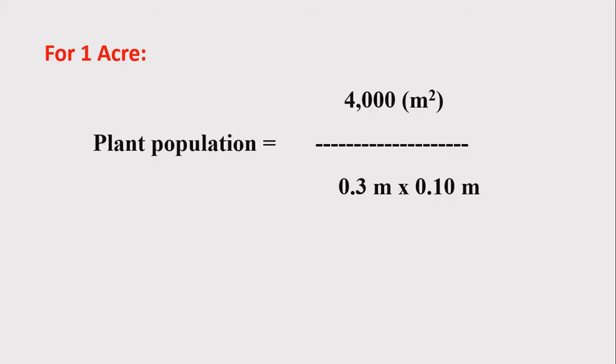Coming to 1 acre, here the plant population is equal to area. We need to convert from acre to meter square, which is 1 acre is 4,000 meter square. So 4,000 meter square divided by 0.3 meter into 0.1 meter is the spacing. The solution is 1,33,333 plants per acre. So this is a simple calculation for 1 hectare and 1 acre.